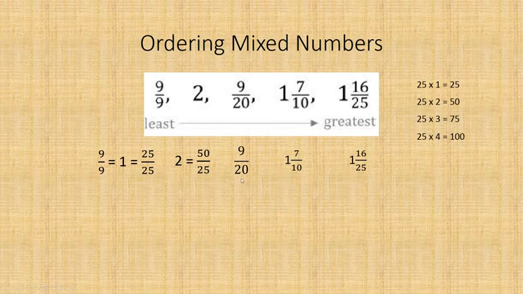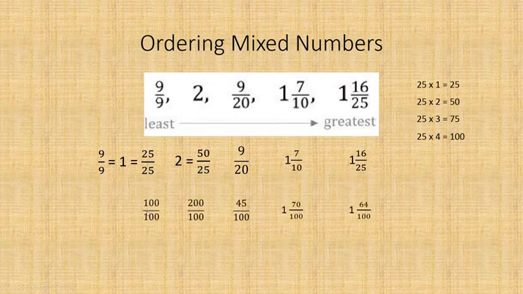Can I divide 100 by 20? Yes, so continue. 100 divided by 10, can I do that? Yes. And 100 divided by 25, can I do that? Yes. So I will make all the denominators 100. So the first one here, it's very easy. I will make it 100 over 100. And here the second one, I will make it easy, 200 over 100.